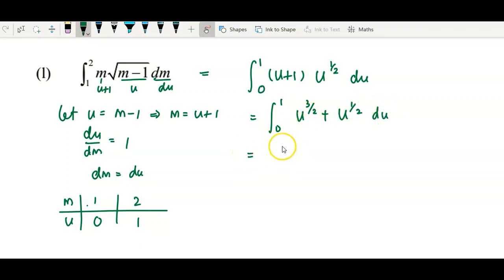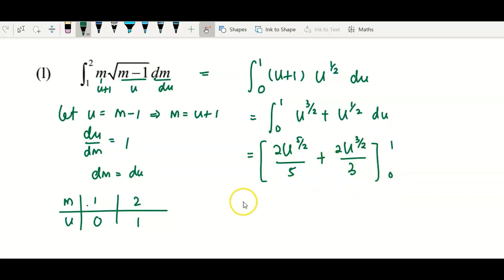Then we start to integrate term by term. Increase this power by 1. You have u power of 5 over 2, over 5 over 2. Bring up the 2, you have the 2 here. And plus, integrate this. You get u power of 3 over 2 over 3 over 2. The over 2 I bring up, I put here.